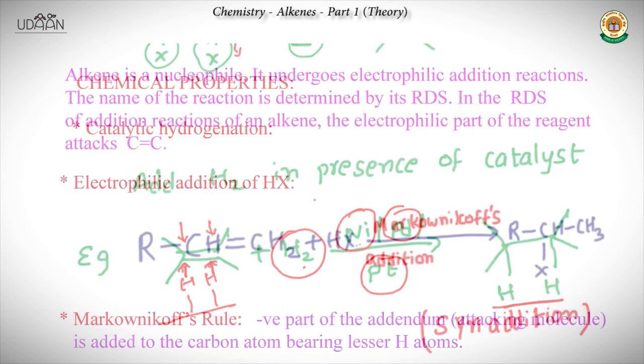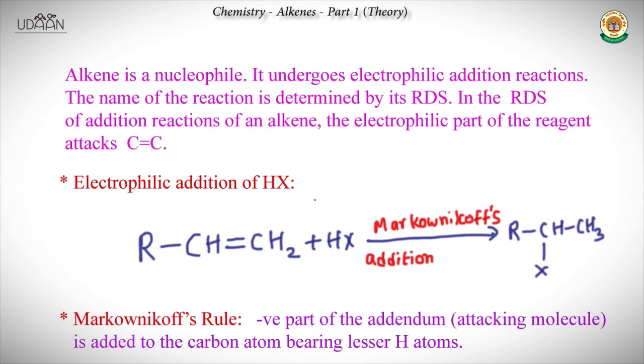chemical properties. So we know that alkene is a nucleophile and it undergoes electrophilic addition reactions. The name of the reaction is determined by its RDS, its rate determining step. In the RDS of addition reactions of an alkene, the electrophilic part of the reagent attacks the C double bond C. So the first which we are going to study is called the electrophilic addition of HX, where X is any form of halide. We also have a common name for this particular kind of reaction, right? So Gopi, tell us more about it.